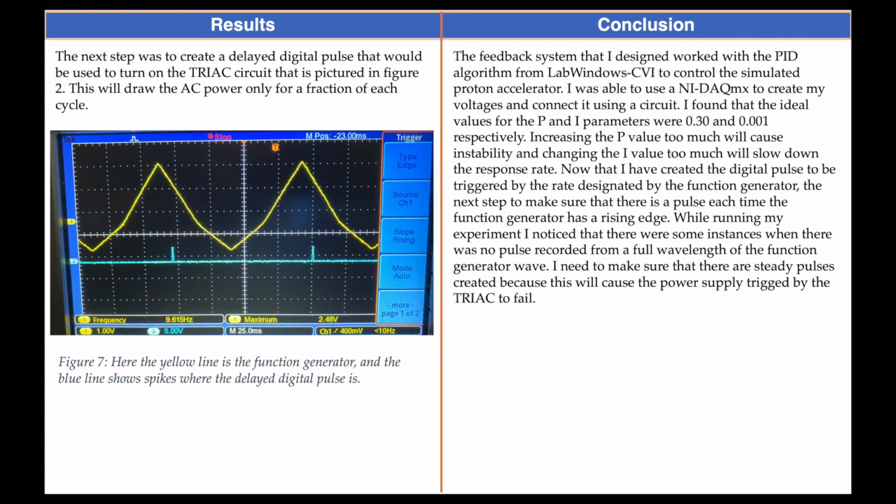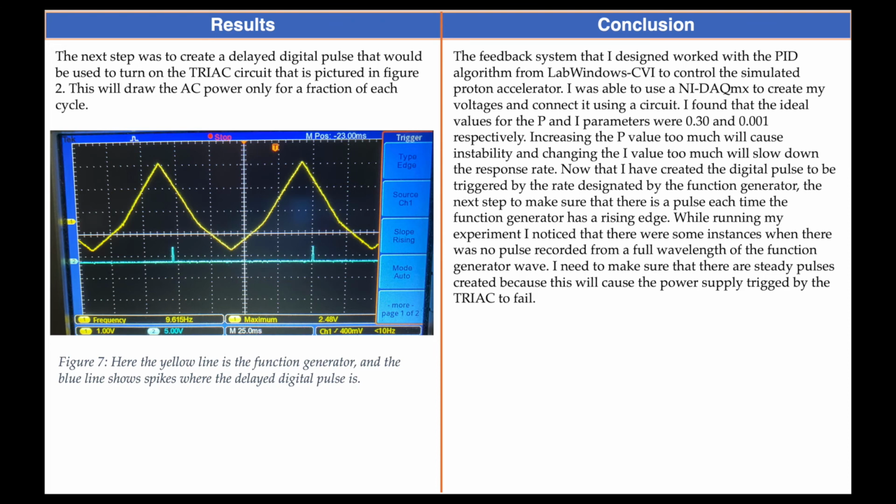On the figure shown to the left, I show how there is a delayed pulse in the blue relative to the function generator wave in the yellow. I still need to make some adjustments to the timing of the digital pulse because there are some cycles when the digital pulse does not show up.